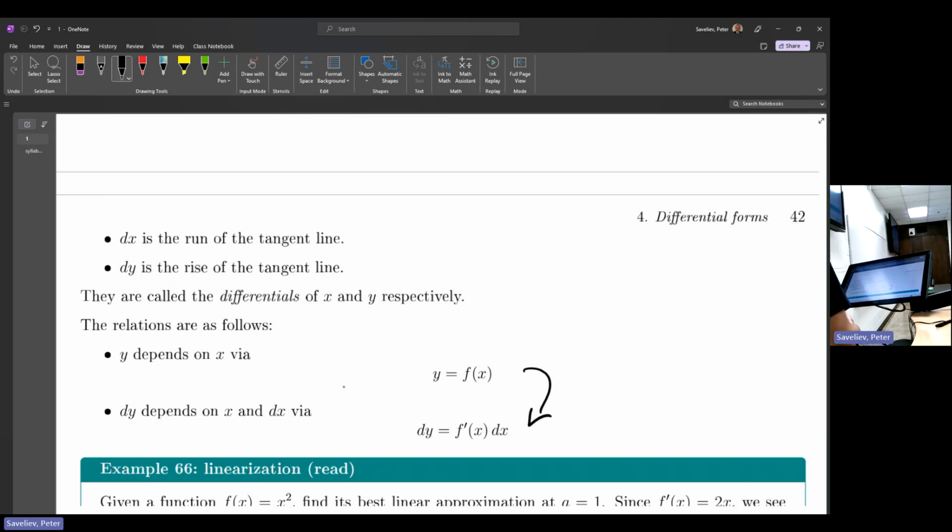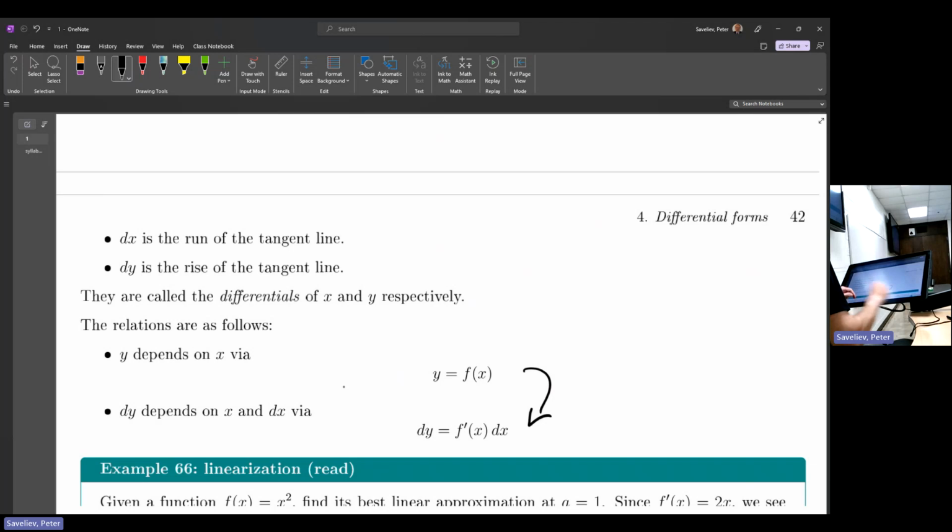So y depends on x. And here, look at what happens after differentiation has been carried out. dy depends on x and dx. So that's the complexity that we introduced, that there are two variables to worry about on the right.